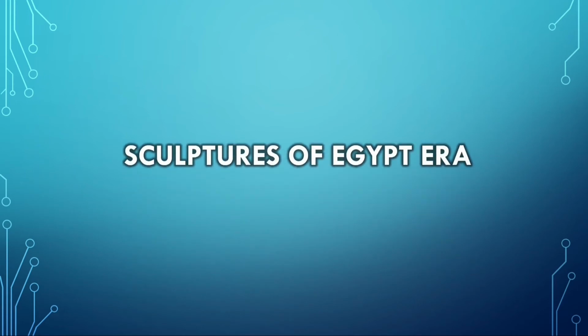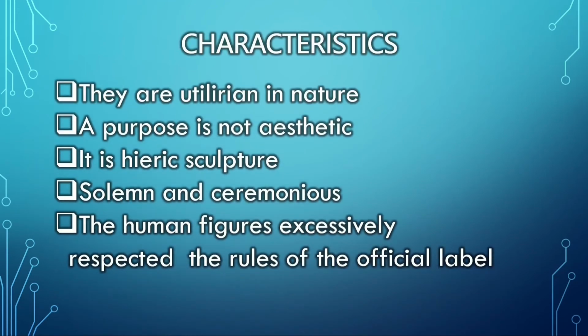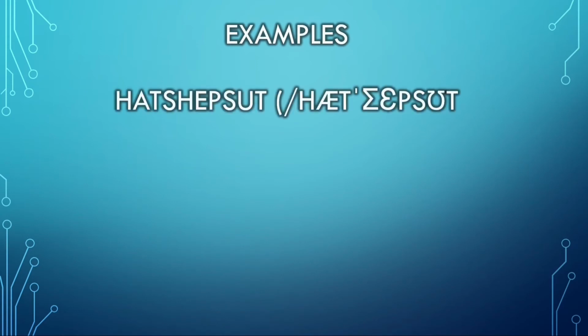Sculptures of the Egyptian era. Characteristics: they are utilitarian in nature. The purpose is not aesthetic. It's hierarchic sculpture, solemn and ceremonious. The human figures excessively respected the rules of official etiquette. Examples: Hatshepsut.